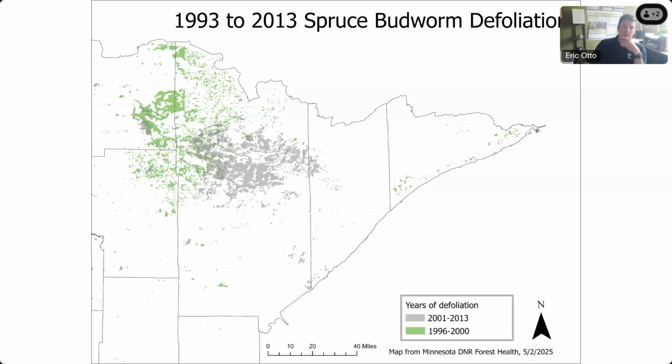And then going back even further, this is budworm defoliation from 93 to 2013.